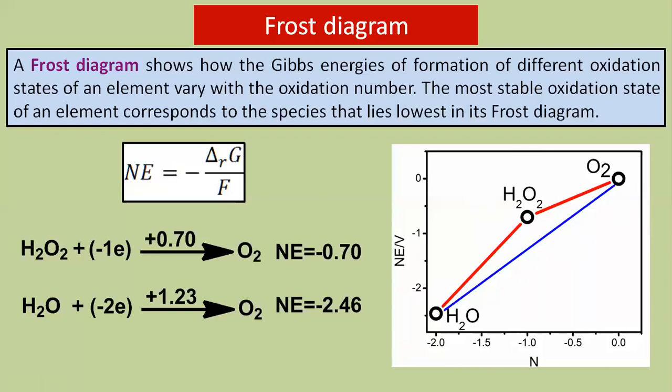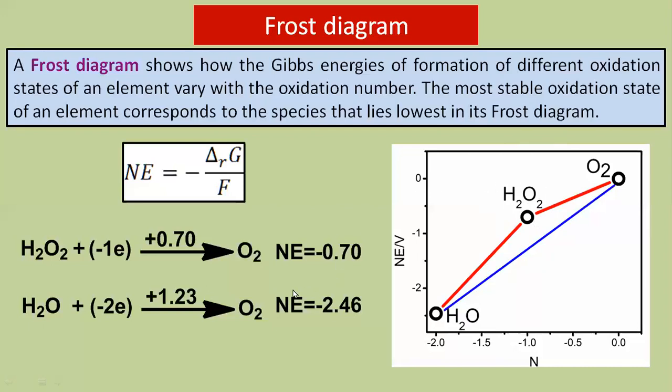What is the most stable oxidation state, or which is the most stable species? And number two, it's very easy to determine which species will undergo disproportionation or not, just by drawing a line between the nearest neighbors. So if the species lies above the line, here you can say that the peroxide is lying above this line, so this species will undergo disproportionation.